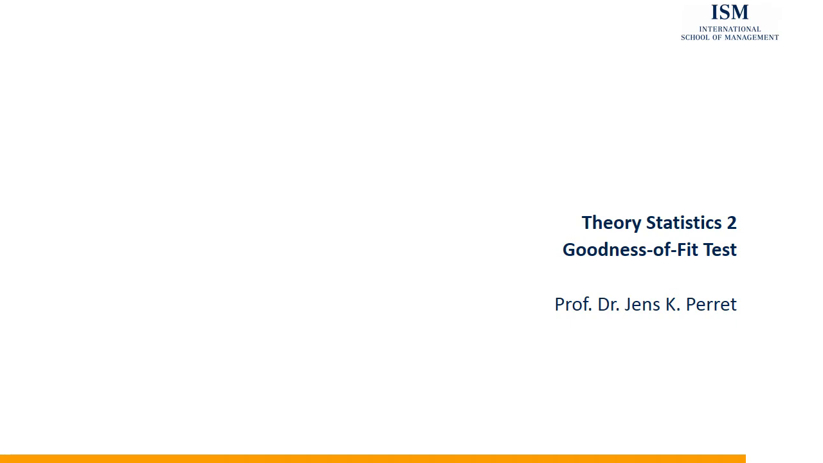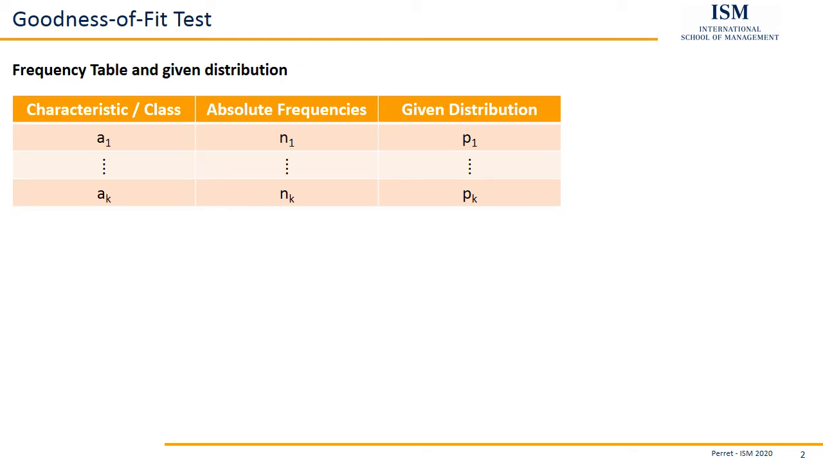What I'm doing, practically speaking, is similar to all the other chi-square tests. I'm using my distribution to get expected values which reflect how the data set should look like if it follows this given distribution, and then I compare this with my actual data. Well, practically it looks as follows. So here, I first have my frequency table, so more or less different characteristics or classes, absolute frequencies, and my given distribution.